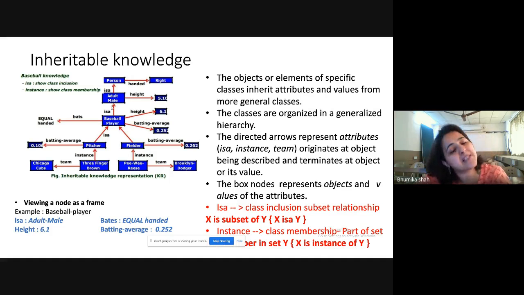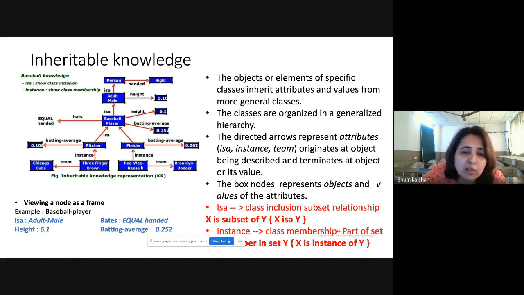Again, repetitively ask the same question. What question? For baseball player, do you have any height attribute directly available? Yes, it is available. So what is the value? 6.1. Return that value. So that is going to be the height value for which object? PV Rees. Are you getting this?